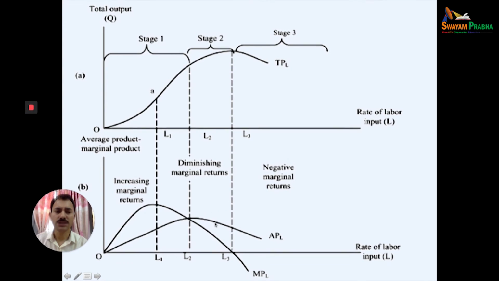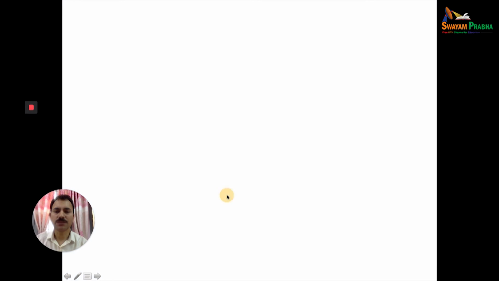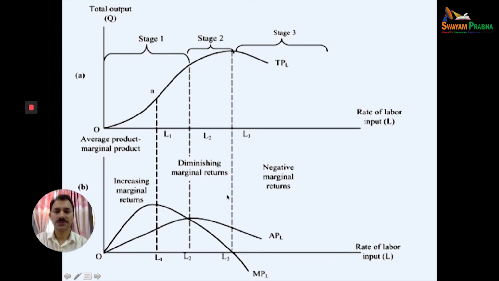At the end of this stage, MP becomes 0. This is when marginal product becomes 0 and total product is maximum. AP shows a steady decline. AP also has a marginal decline throughout this stage. As both AP and MP decline, this stage is known as diminishing marginal returns.